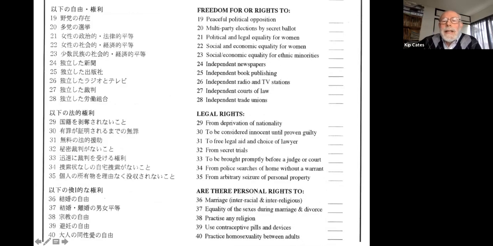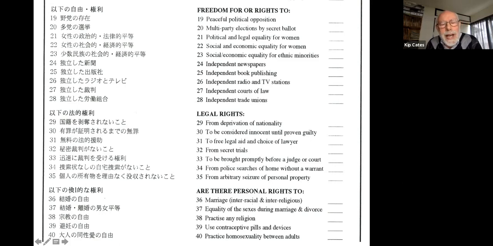Next page, freedom for or the rights to peaceful political opposition, multi-party elections. So we go through this very briefly. I have students read. Japanese is on the left, so I don't have to get into long vocabulary explanations. In the middle, legal rights, the right from deprivation of nationality to be considered innocent until proven guilty. And at the bottom, from number 36 onwards, personal rights to marriage, equality of the sexes, and so on. So this is a fairly ambitious list.